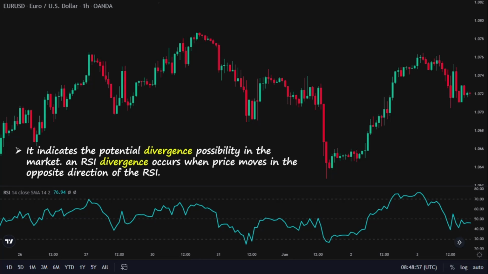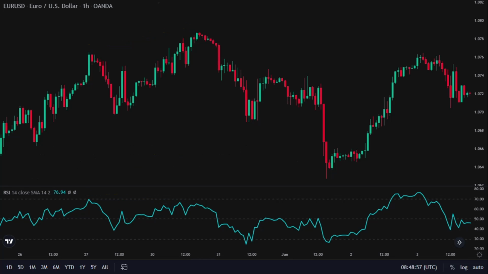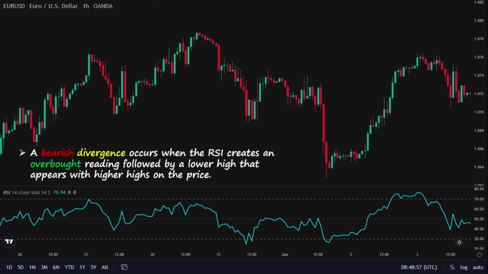An RSI divergence occurs when price moves in the opposite direction of the RSI. In other words, a chart might display a change in momentum before a corresponding change in price. There are two scenarios for RSI divergence. First is the bearish divergence. A bearish divergence occurs when the RSI creates an overbought reading followed by a lower high, which appears with higher highs on the price. This may indicate rising bearish momentum, and a break below overbought territory could be used to trigger a new short position.